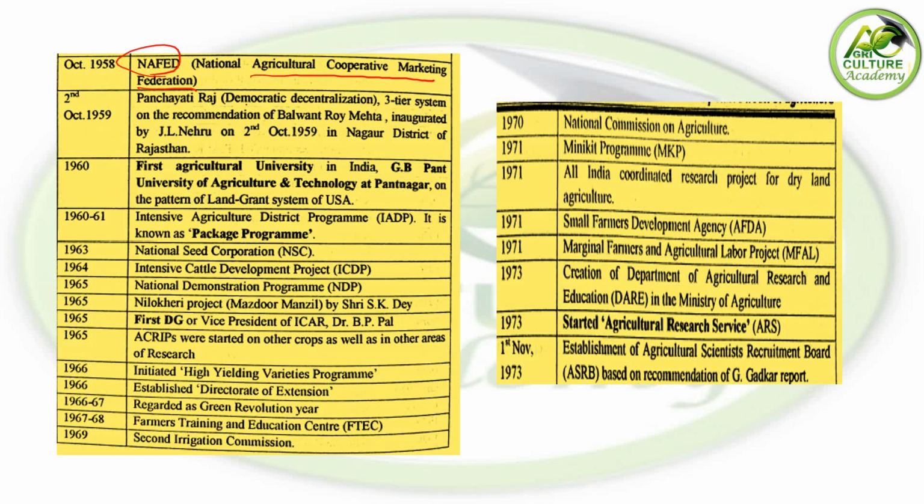On 2nd October 1959, Panchayati Raj or Democratic Decentralization, a 3-tier system on the recommendation of the Balwant Rai Mehta Committee, was inaugurated by Jawaharlal Nehru on 2nd October in the Nagaur district of Rajasthan. This one is also an important question: Panchayati Raj or Democratic Decentralization 3-tier system in the year 1959.